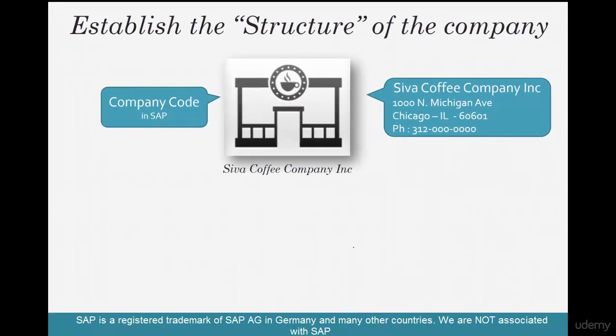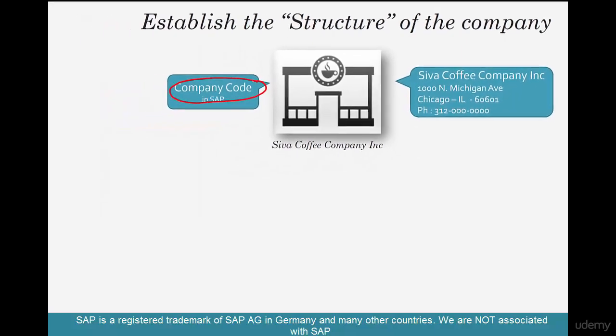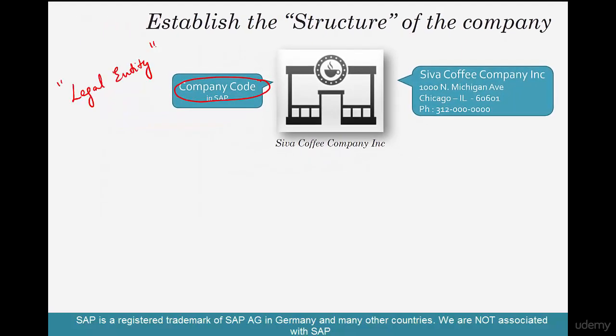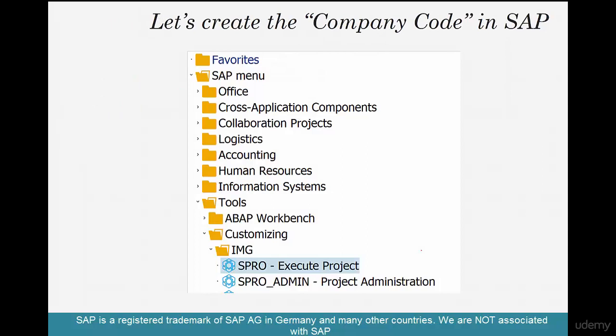What we're trying to do here is establish the structure of the company. So outside of SAP, in general parlance, this is called a company, or it's also called an entity. Sometimes it's called a legal entity. In SAP, it's called the company code. So a company code in SAP is what a legal entity is outside of SAP. So the company code in SAP is the equivalent of a legal entity in the real world. So let's create the company code in SAP.